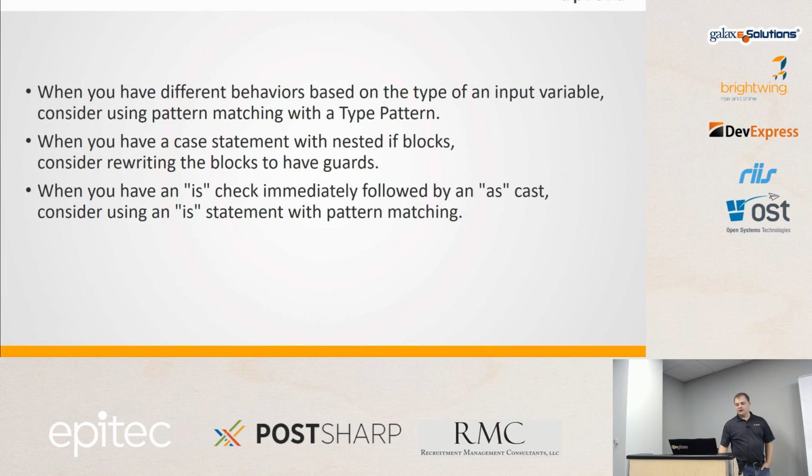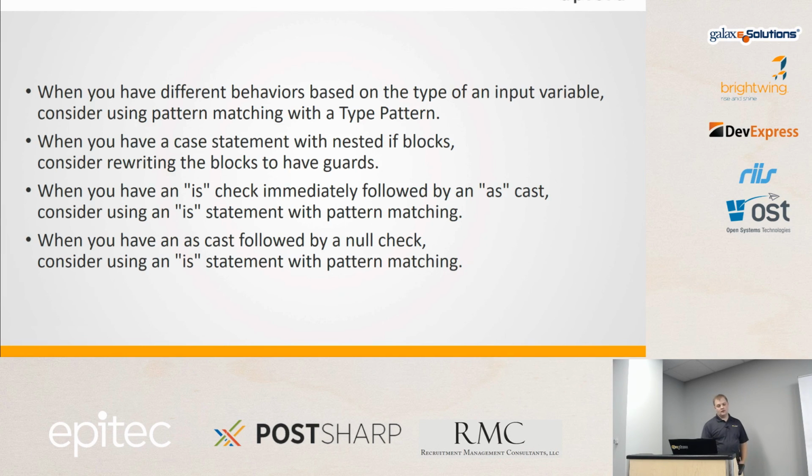When you have an is check immediately followed by an as cast, consider using an is statement with pattern matching. I showed that slide where you can use pattern matching without the switch. You just have the is and then the type pattern to populate the variable. When you have an as cast followed by a null check, consider using the is statement with pattern matching. It's a related concept where we can match on the pattern, and because the null won't match, that'll just fall through. So you don't have to have that null check there, and it'll totally be safe.